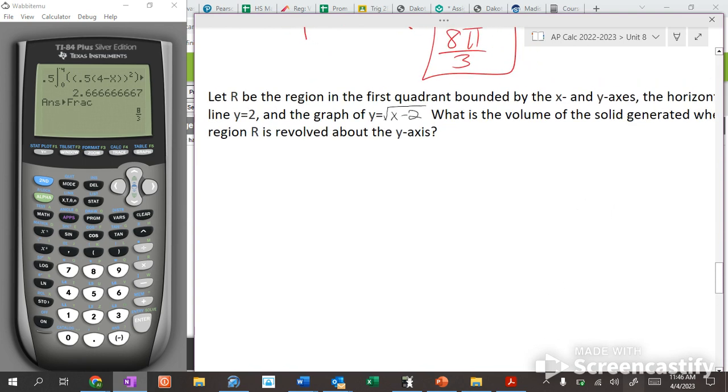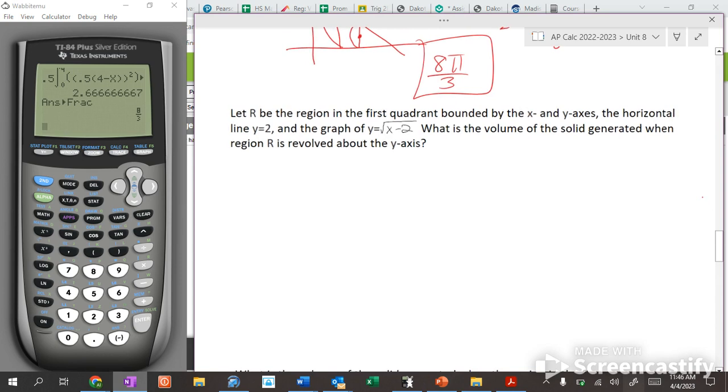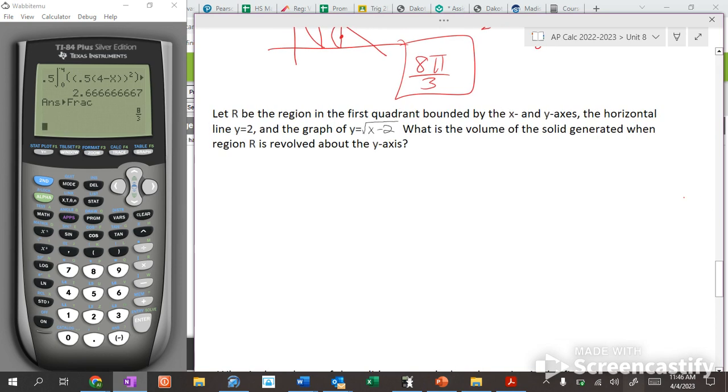All right. Region bounded by the x and y axis, the horizontal line y equals 2, and the graph of y equals the square root of x minus 2. So if y equals the square root of x minus 2, that's 0 at 2. So if we're at 2, we're at 0, right? 2 gives me 0.